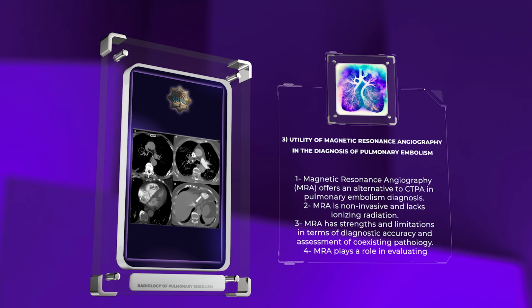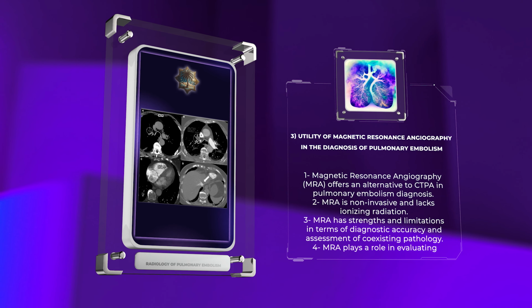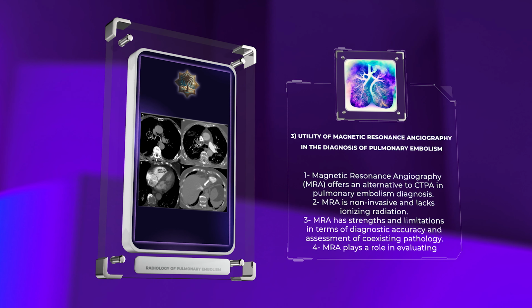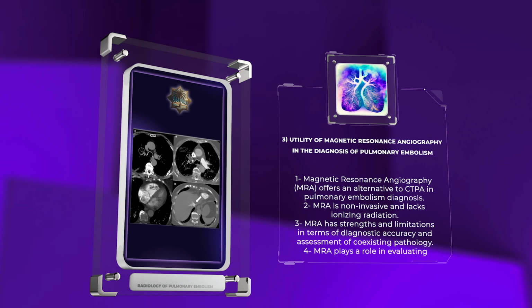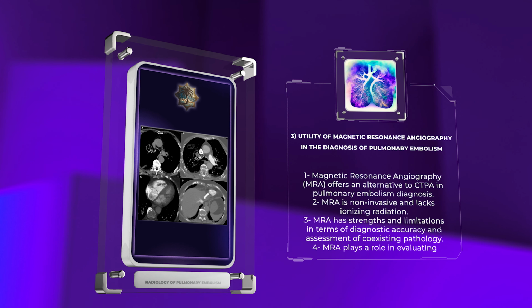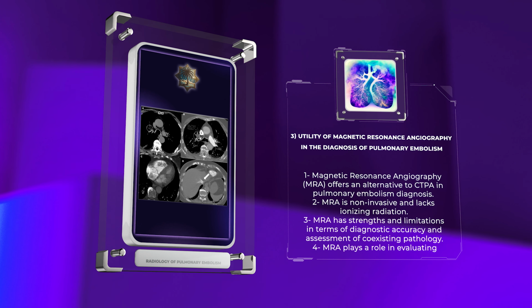Next on our agenda is magnetic resonance angiography, MRA, and its utility in the diagnosis of pulmonary embolism. MRA, with its non-invasive nature and lack of ionizing radiation, offers an alternative to CTPA in patients with contraindications to iodinated contrast agents. We will delve into the strengths and limitations of MRA, discussing its diagnostic accuracy, ability to assess coexisting pathology, and its role in evaluating chronic thromboembolic pulmonary hypertension, CTEPH.